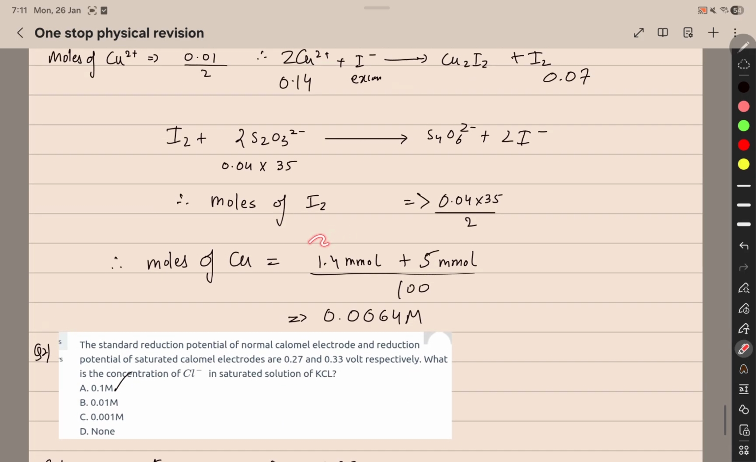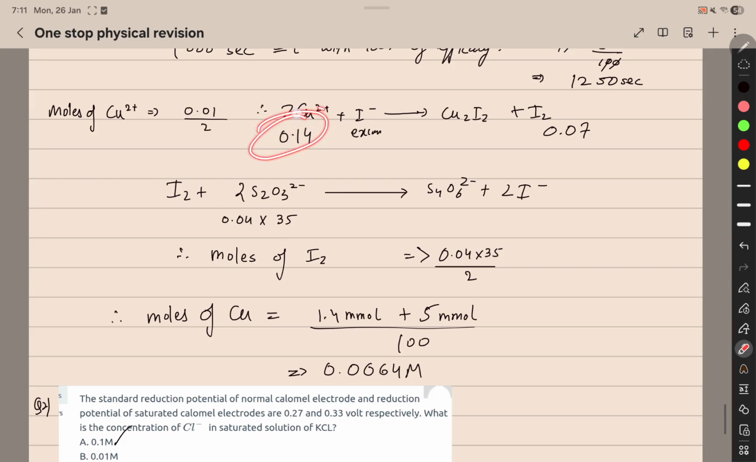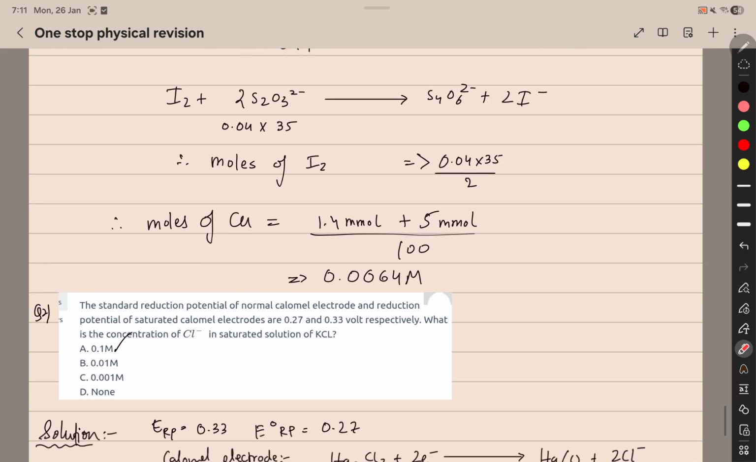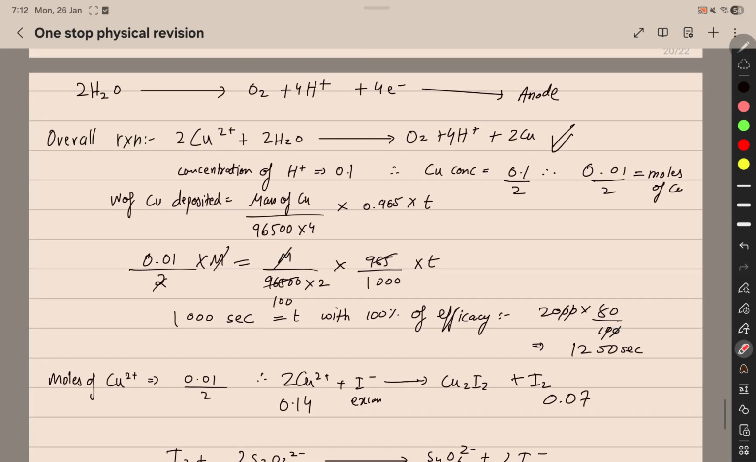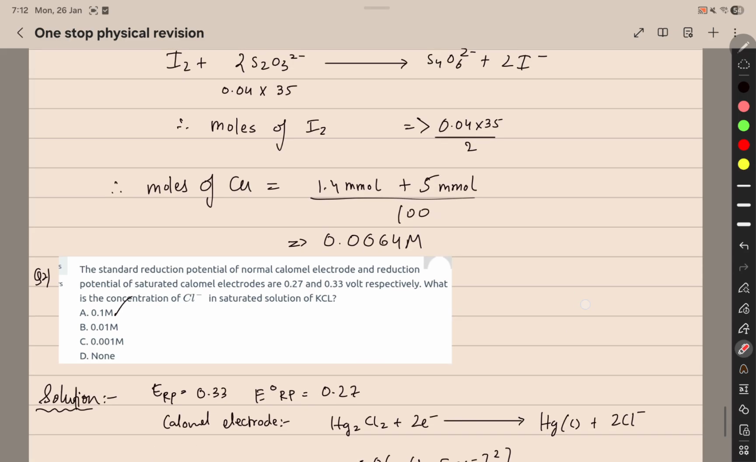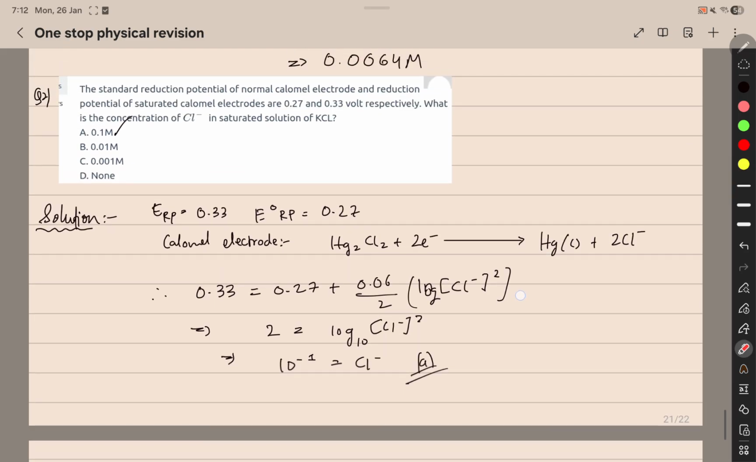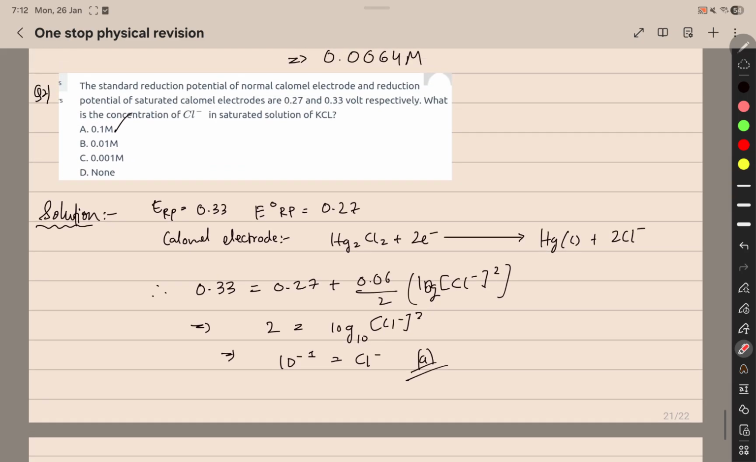So the initial number of moles of Cu2+, you can say CuSO4, doesn't even matter. From this calculation, we'll get 1.4 millimoles. Right, so you'll get 5 millimoles divided by 100, and millimoles doesn't matter, because I'm getting it from the initial moles of Cu2+, which we had gotten from the pH value. So from here you can easily get the concentration. Then the next one is the basic application of your calomel electrode.